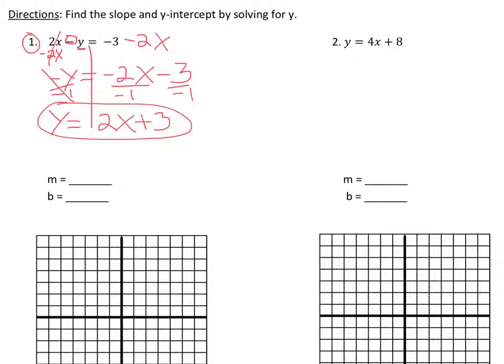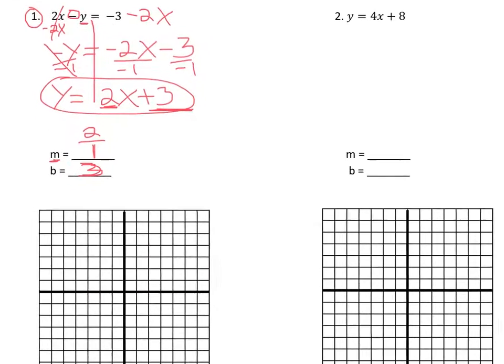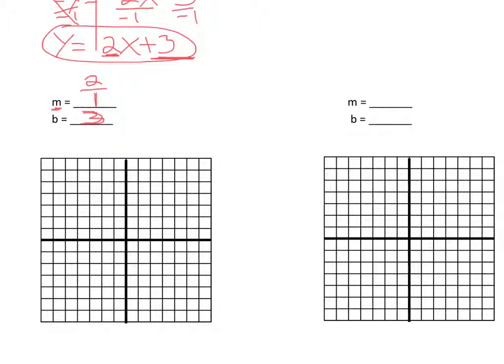It's very easy to see that the m, that's always the coefficient for x, so it's 2. Right, it's a fraction, 2 over 1. And then the b, the y-intercept, is the plus 3. Alright, then it's very easy to get the graph. Remember, I always begin right here at 3 on the y-axis. So I go up 3, 1, 2, 3. I'm going to get that first point right there.